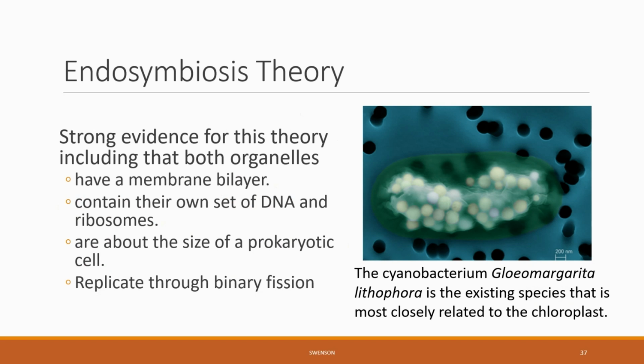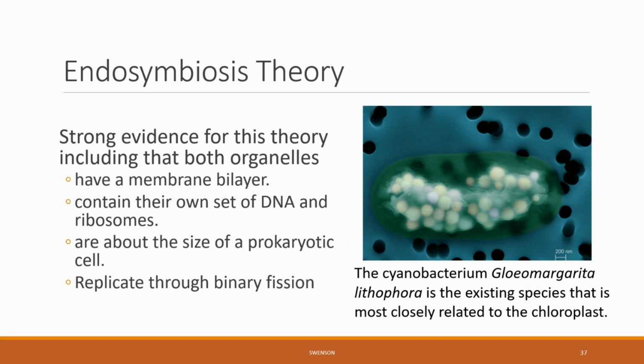It seems far fetched, but there is an incredible amount of evidence to support this theory, as with all theories, and some of it is the characteristics that they share with prokaryotes. For example, they have a membrane bilayer. And while other organelles have membranes as well, these ones contain very similar structures in the membranes as found in prokaryotes. And they also have their own set of DNA.